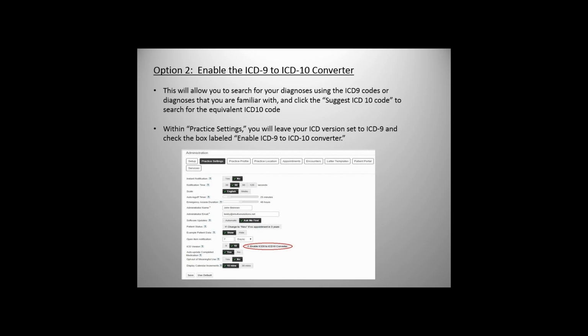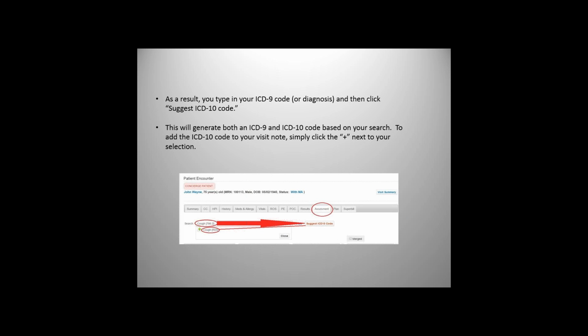So again, we're discussing the option to completely switch your system over to ICD-10. And by doing that, you will just switch from ICD-9, which should be highlighted now, to ICD-10. As a result, you will only see the ICD-10 codes when you search for a diagnosis within your account. This applies to the history section, your problem lists, your favorite lists, and the assessments.